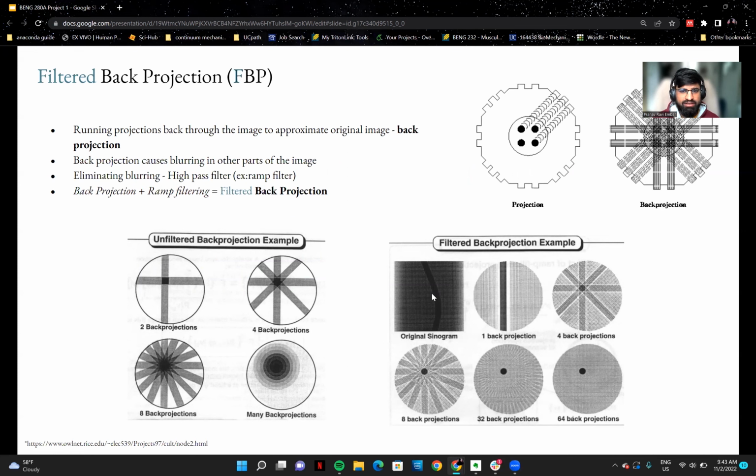Just stepping back a little, back projection refers to the process of running back projections through an image to reconstruct itself. So during this process, certain other areas of the image tend to get blurry. And to avoid this, a high pass filter is used in the process. And this entire process altogether is referred to as filtered back projection. As you can see in the examples provided, a final image through filtered back projection is much more precise and clear as compared to the one with unfiltered back projection.